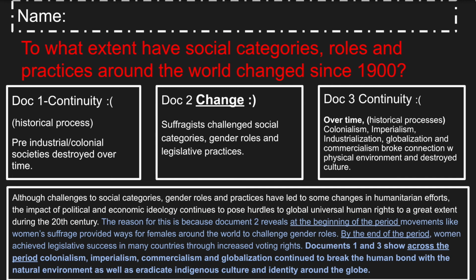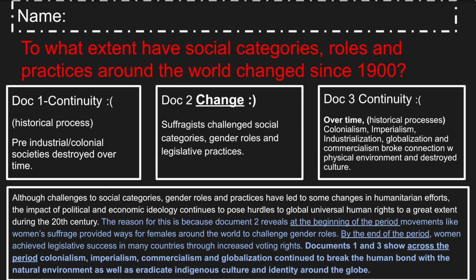The reason for this is because document 2 reveals at the beginning of the period, movements like women's suffrage provided ways for females around the world to challenge gender roles. But by the end of the period, women achieved legislative success in many countries through increased voting rights. That's the major change. Now, what stayed the same? Documents 1 and 3 show across the period, that means stayed the same. Colonialism, imperialism, commercialism, and globalization continued to break the human bond with the natural environment, that's straight out of the documents, as well as eradicate indigenous culture and identity around the globe. That's directly out of the documents as well.